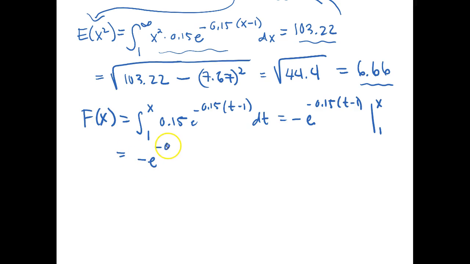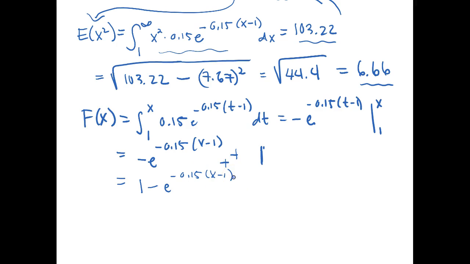Now if we plug in x, we get negative e to the negative 0.15 (x minus 1) minus a negative e to the negative 0.15 (1 minus 1), which we know is just 0 again, and so e to the 0 is 1, and we're subtracting a negative, so this is just adding a 1. If we make this a little prettier, we can say that our cumulative density function is 1 minus e to the negative 0.15 (x minus 1).